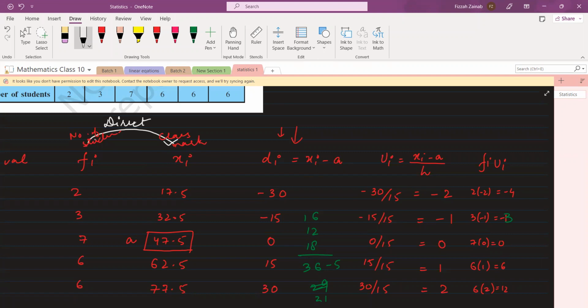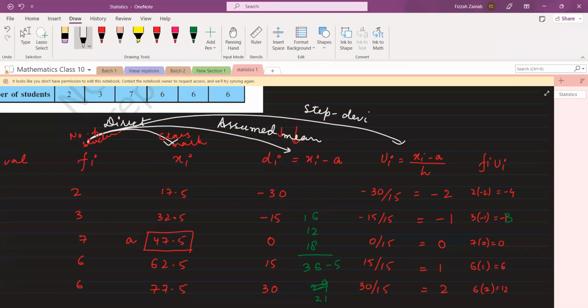Understand? Now, if you multiply fi with di, this becomes your assumed mean method, right? And if you multiply your fi with ui, that becomes your step deviation method. That's it. So one extra column you keep on adding. For assumed mean, we find this new number di. For step deviation, we find this new number ui. And then you have to multiply your fi with this number, correct? So you can also write like this. This will help you to remember.